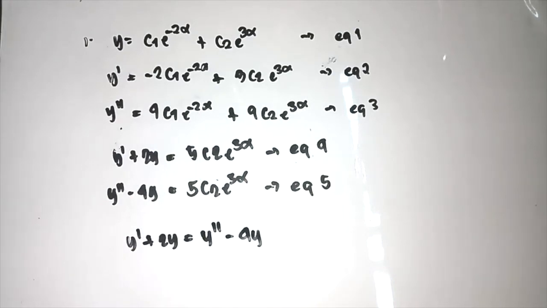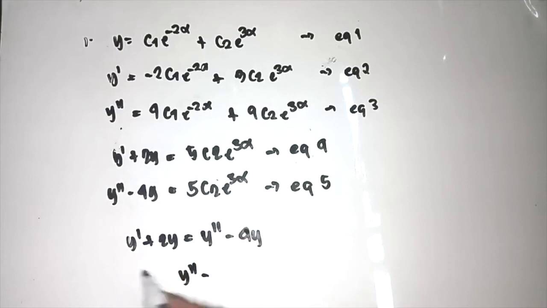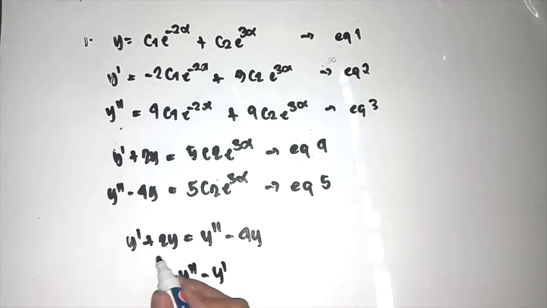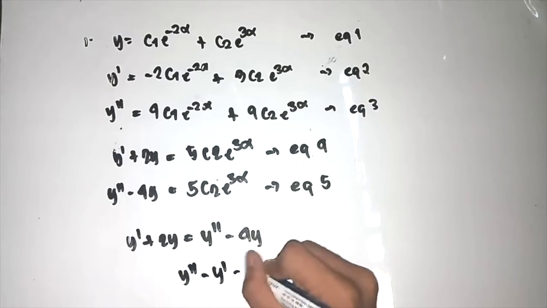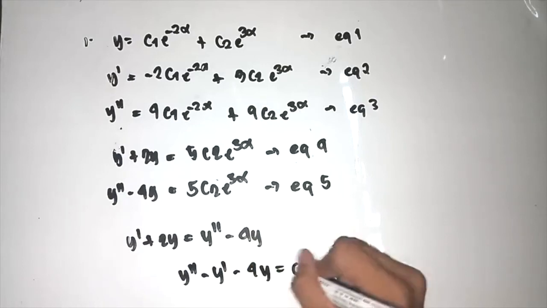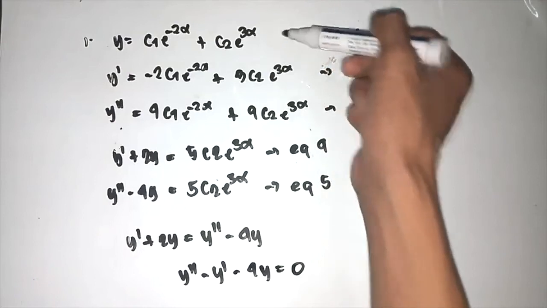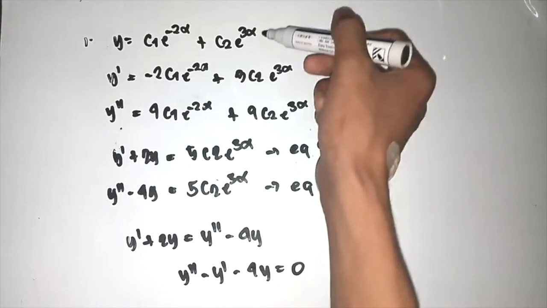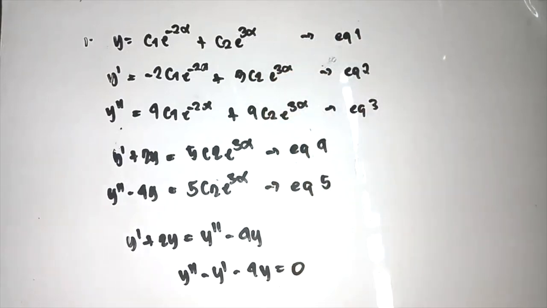Hence, the differential equation will be y double prime minus, I will transpose this to the right side, so this will become minus y prime, and I will transpose also 2y into the left side, so this will become minus 4y equal to 0. So this is the same as what I got earlier when I introduced this problem. Hence, this is the given differential equation that will give the general solution y equal to c1 e raised to minus 2x plus c2 e raised to 3x.